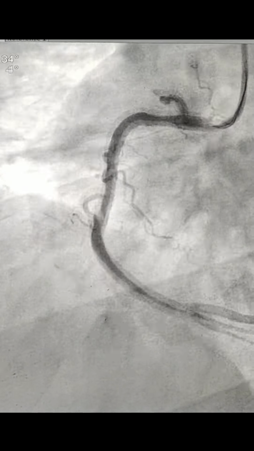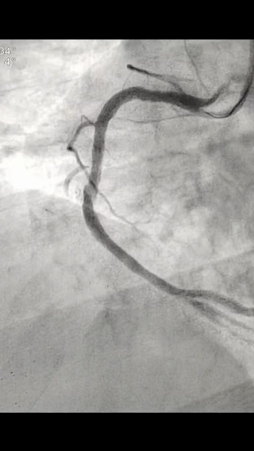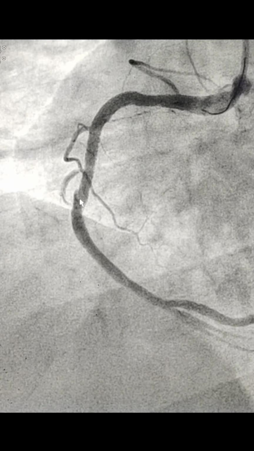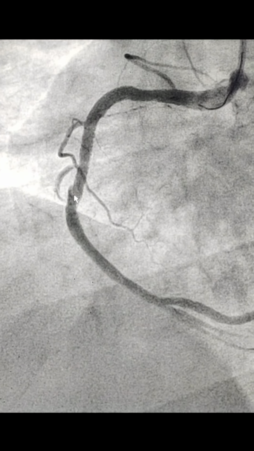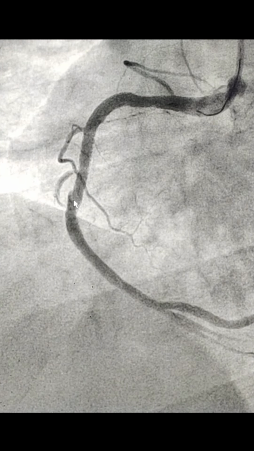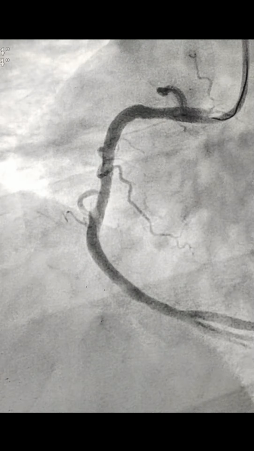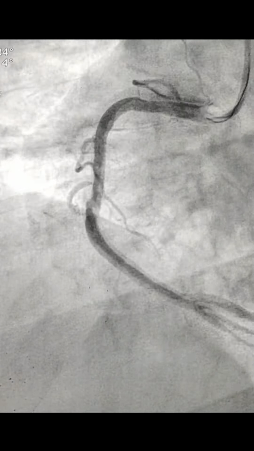In the bifurcation, there's a PDA-PLV. There was a thrombus, but it was open, and what you could see is just below the stent, just near the arrow, you could see there is a thrombus, or we thought dissection might have happened, but there was no dissection. We thought of dissection, but this was a thrombus.